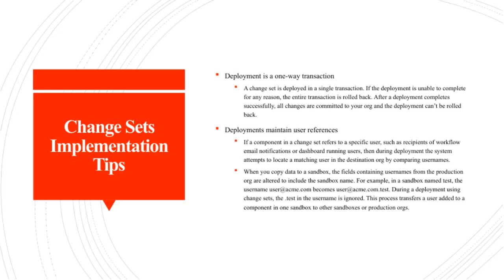Deployment is a one-way transaction, which means once you initiate it, you can't undo it easily. When you deploy a change set, it happens in a single transaction. If anything goes wrong during the process, say there's an error or a missing component, the entire deployment is rolled back and nothing changes in your org. But once the deployment completes successfully, all the changes are committed, and at that point, you can't roll them back.